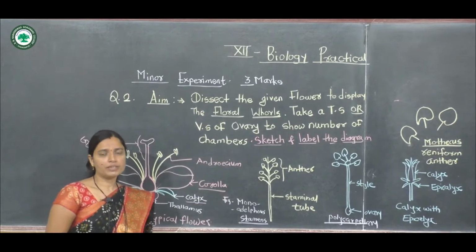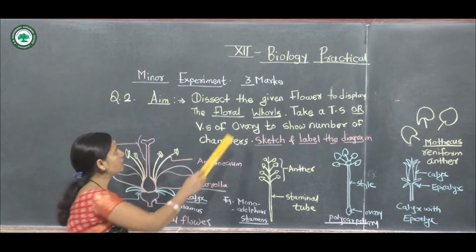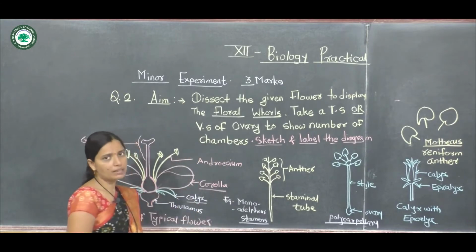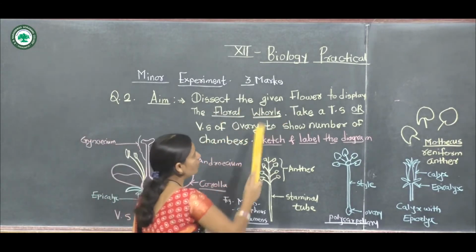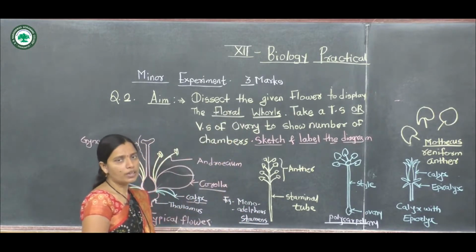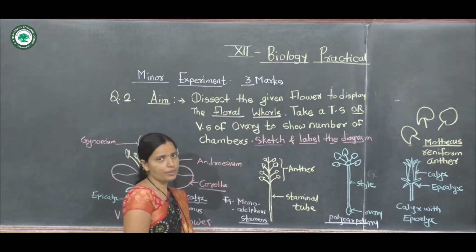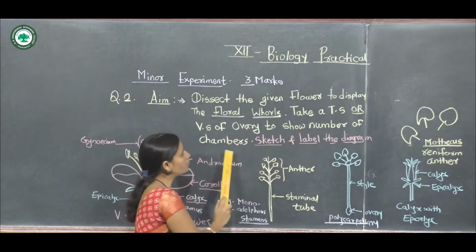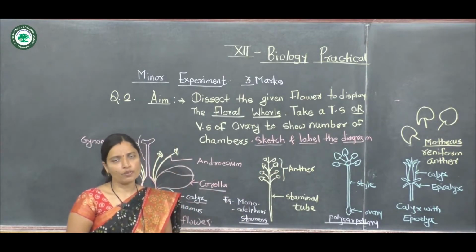In the minor experiment, this question number 2 carries 3 marks. The aim of this practical: dissect the given flower and display the floral whorls of the flower, take a TS or VS of the ovary to show the number of chambers, and sketch and label the diagram of the ovary.